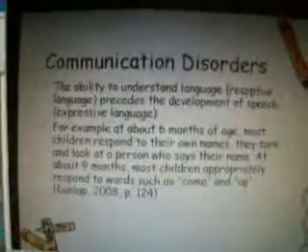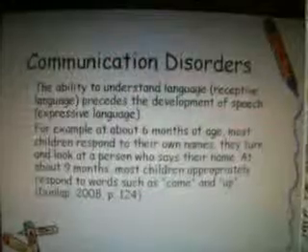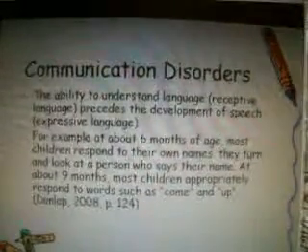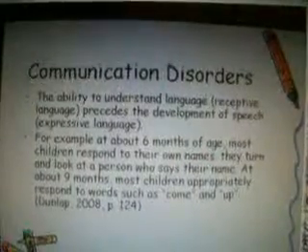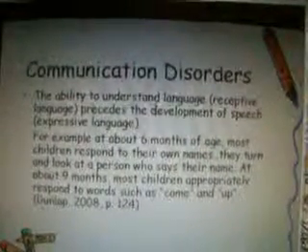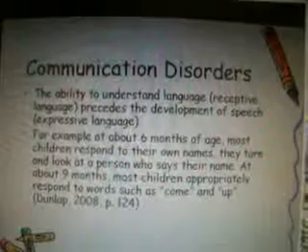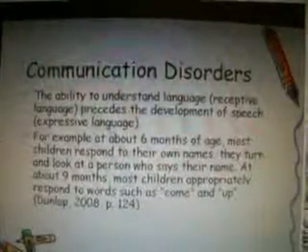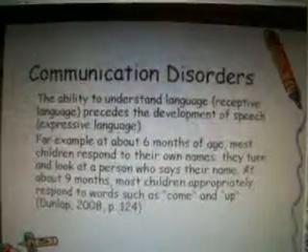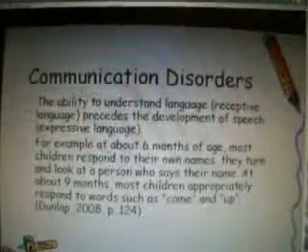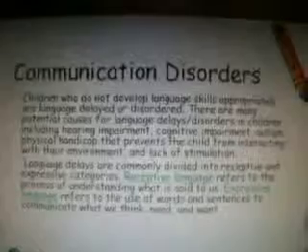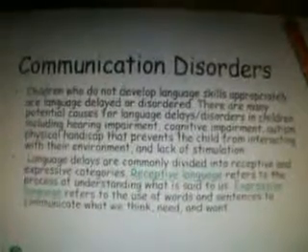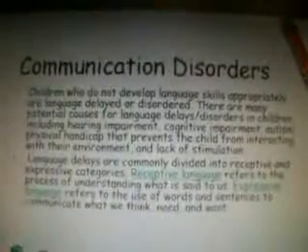The ability to understand language, receptive language, precedes the development of speech, known as expressive language. For example, at about 6 months of age, most children respond to their own names. They turn and look at a person who says their name. At about 9 months, most children appropriately respond to words such as come and up. Children who do not develop language skills appropriately are language delayed or disordered.